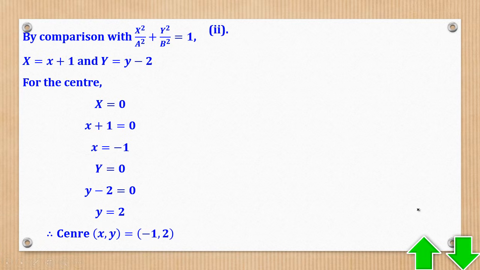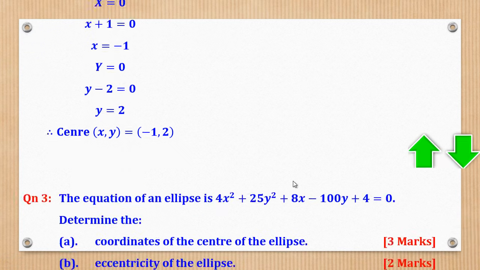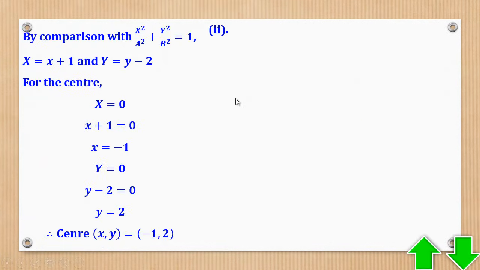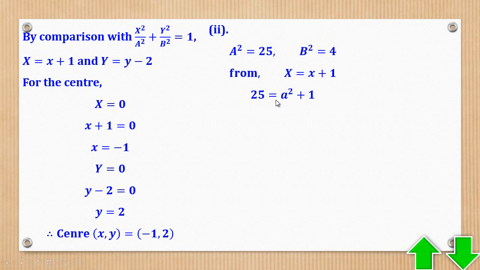Roman 2, they asked for eccentricity. The formula for eccentricity is there in the logbook. So capital A squared is that, capital B squared is that. Now from this one, we need to get the corresponding values. So small a squared will now be equal to 24.